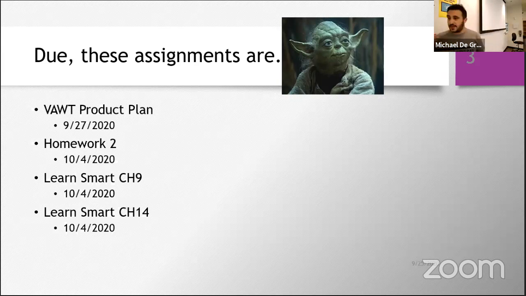Our VAUGT product plans. I talked about this last class. Do you guys have any questions about the VAUGT product plan at all right now? Not really. Look through the rubric. Make sure to watch the video from the beginning of last lecture to see what all is on there. I pulled all that stuff from LoudCloud though, so it's all in there. We don't have a homework due this week, but we do have one due a week from Sunday, along with 2 Learn Smarts due a week from Sunday, right? So stay up on that stuff. Okay.